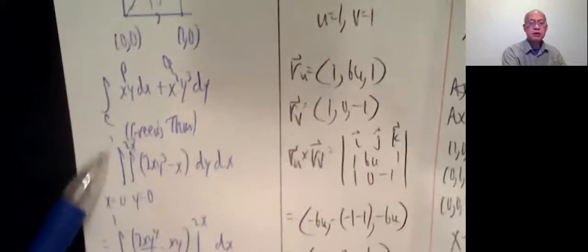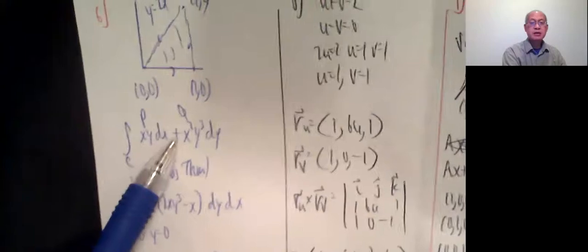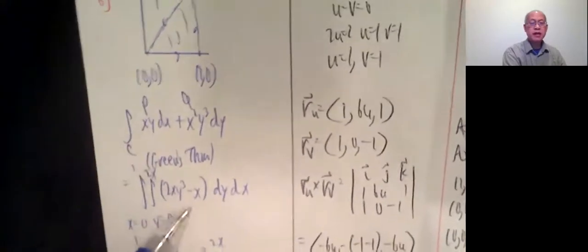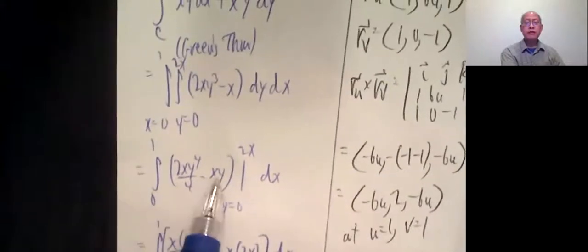Use Green's theorem. Double integral of the partial of q with respect to x, which is 2xy cubed, minus the partial of p with respect to y, which is just x. Y goes from 0 to 2x, x goes from 0 to 1. Integrate with respect to y: 2xy to the 4th over 4 minus xy, y from 0 to 2x.